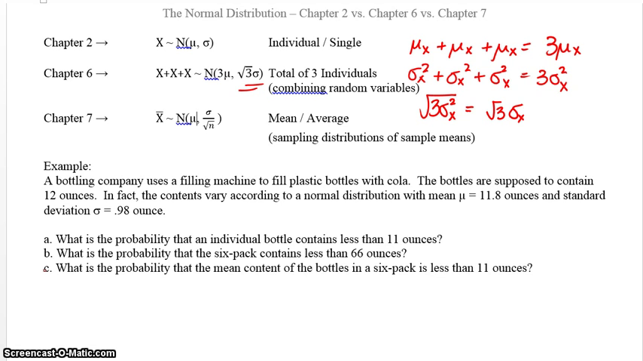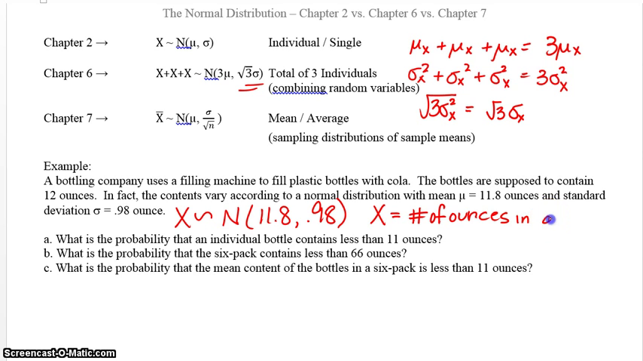A bottling company uses a filling machine to fill plastic bottles with cola. The bottles are supposed to contain 12 ounces. In fact, the contents vary according to a normal distribution with a mean of 11.8 and a standard deviation of 0.98 ounce. So what we want to do is write that out so we can visually see that. We know that x is normally distributed with a mean of 11.8 and a standard deviation of 0.98. And what is x? X is the number of ounces in a bottle of cola.